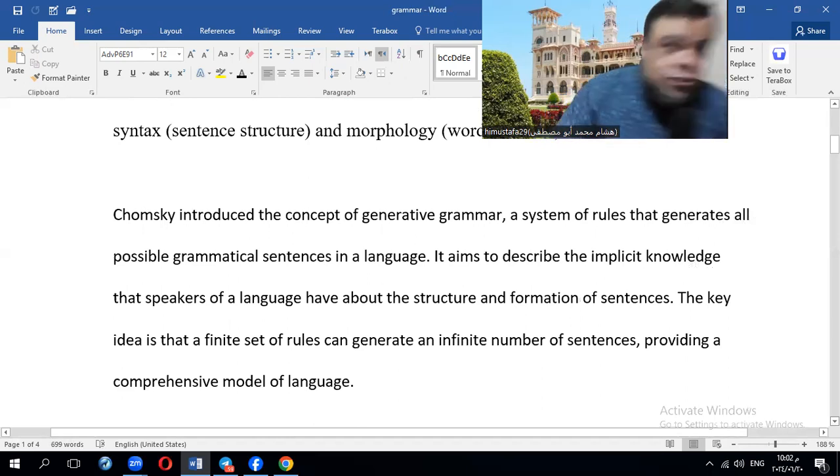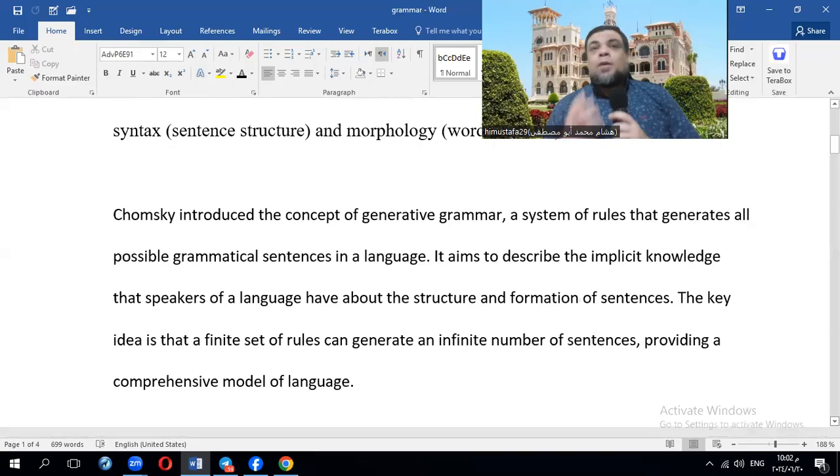Here, I'm going to focus on the commonest concept of grammar, which is generative grammar. Generative grammar was introduced by Chomsky. According to Chomsky, generative grammar is a system of rules that generates all possible grammatical sentences in a language. So a grammar, according to Chomsky, should give us all the rules that generate all the possible grammatical sentences in a language.